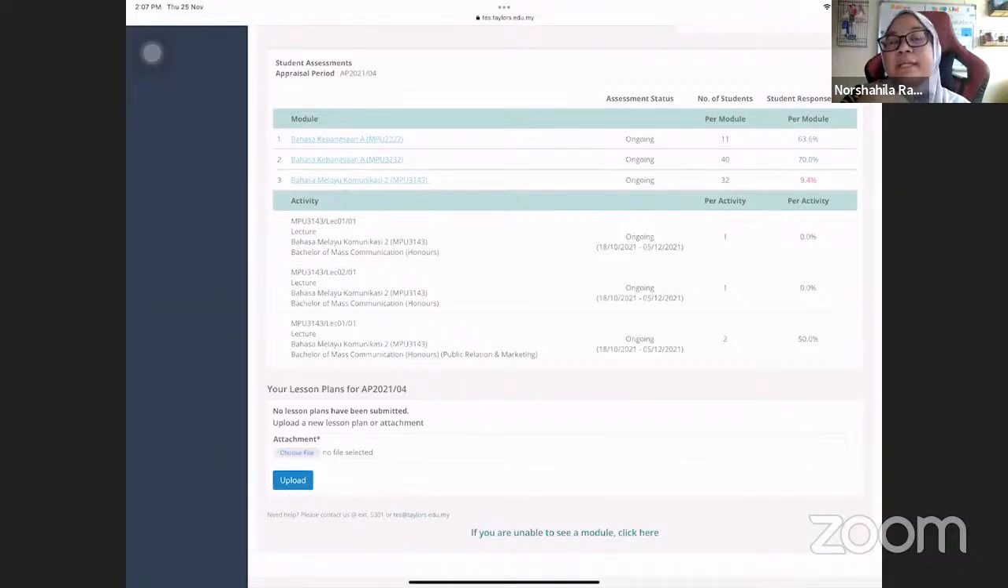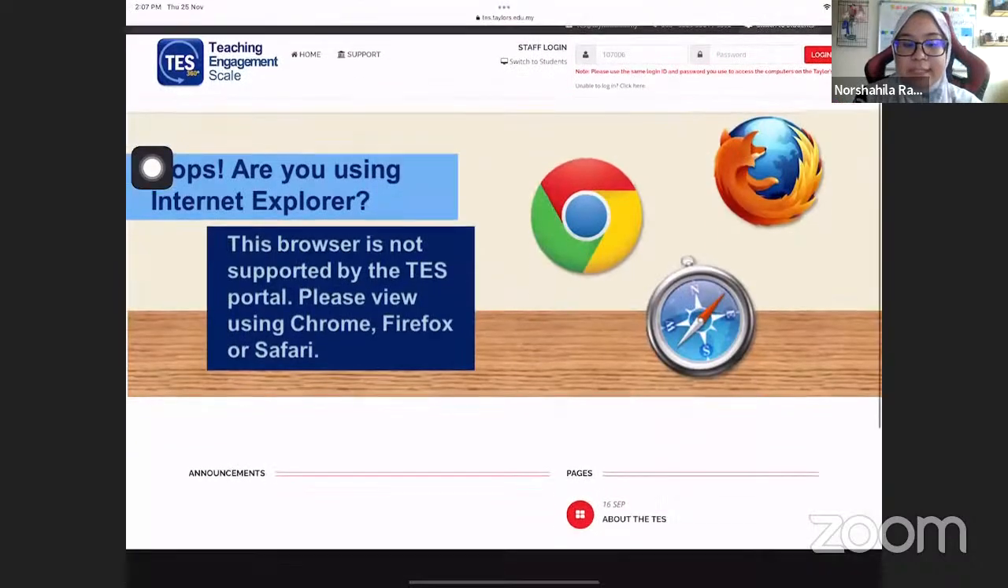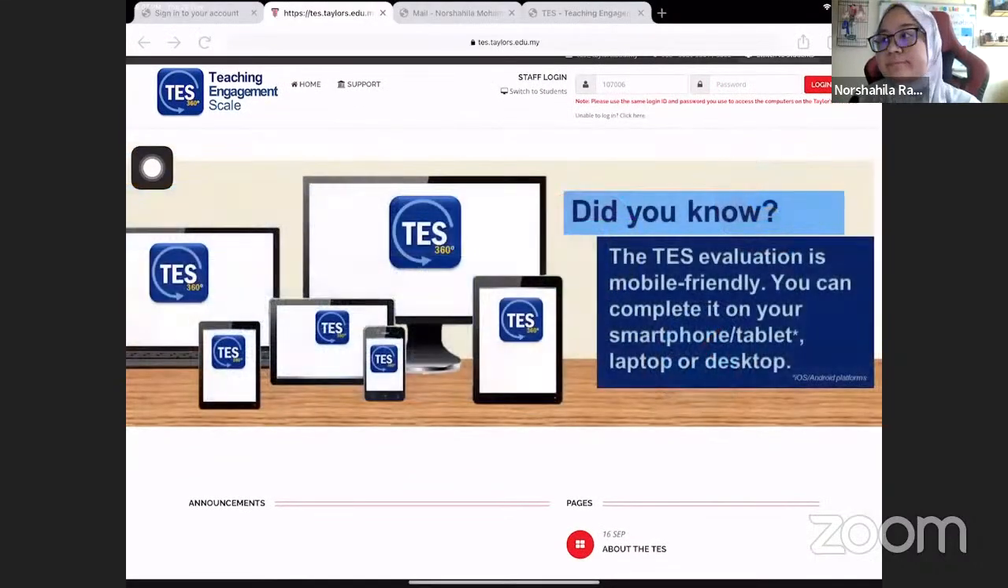And we as a lecturer can get our own scorecard, which is what you comment, what you say about the module, about the lecturer, so you are able to write on the comment part. So this is TES, so please go to tes.edu.my and this is the home page.